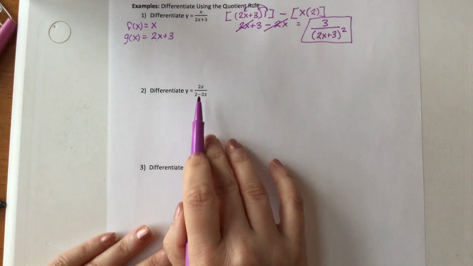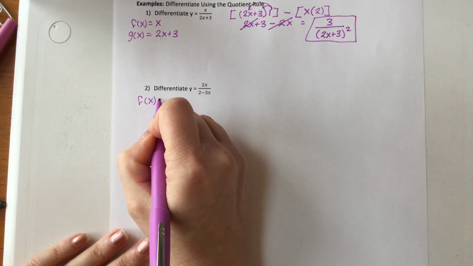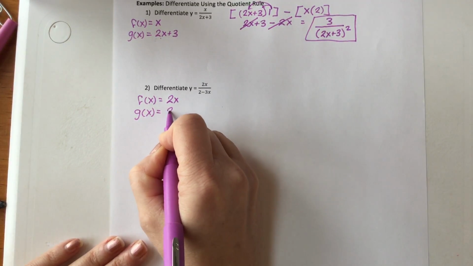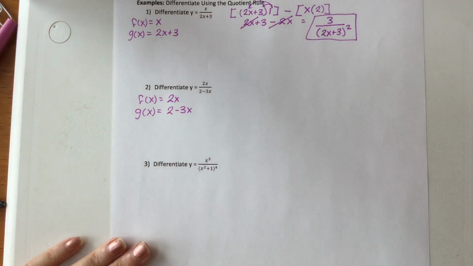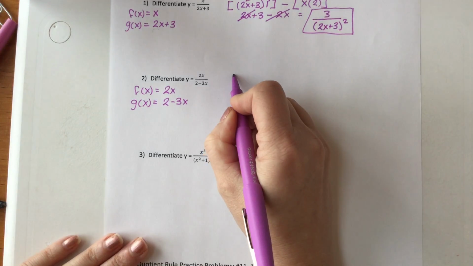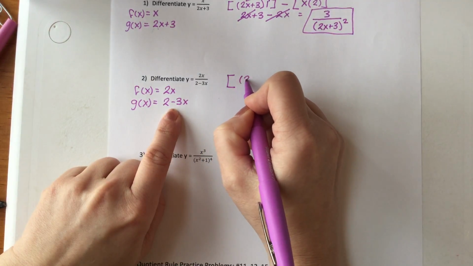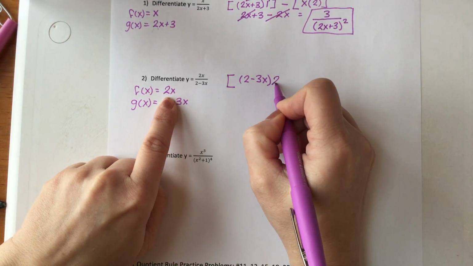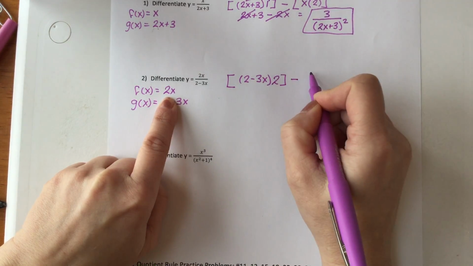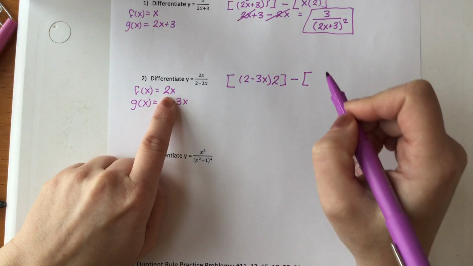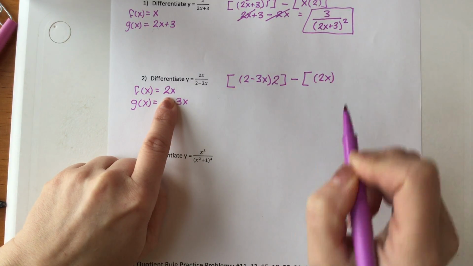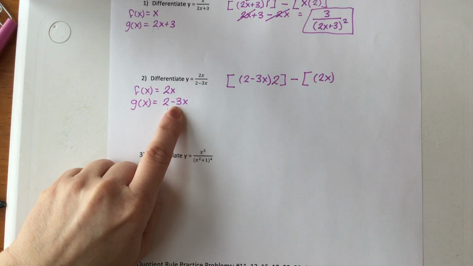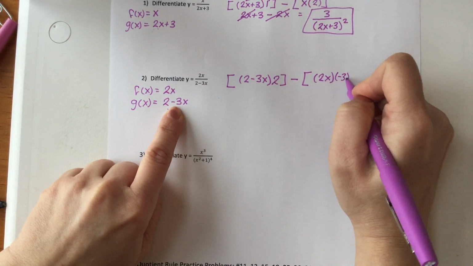Let's look at another one. The top is always f of x, so f of x is 2x. The bottom is always g of x, so 2 minus 3x. If I am looking at the top first, I keep the bottom the same, so 2 minus 3x. You multiply it by the derivative of the top. The derivative of 2x is 2, minus the second piece on the top. You keep f of x the same, which is 2x. You multiply it by the derivative of the bottom. The derivative of 2 is 0. The derivative of negative 3x is negative 3.